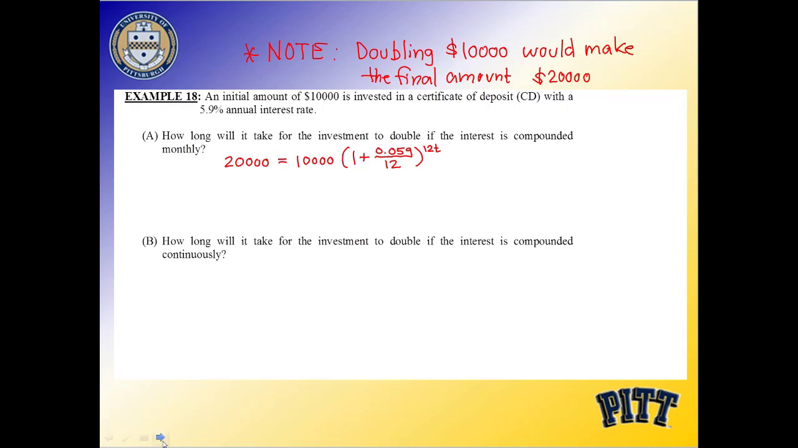It is compounded monthly, so there are 12 months in a year, so n is 12, and that goes into both positions there. I'm trying to solve for t. Divide both sides by 10,000. I work out that mess inside there. I do get a repeating decimal.